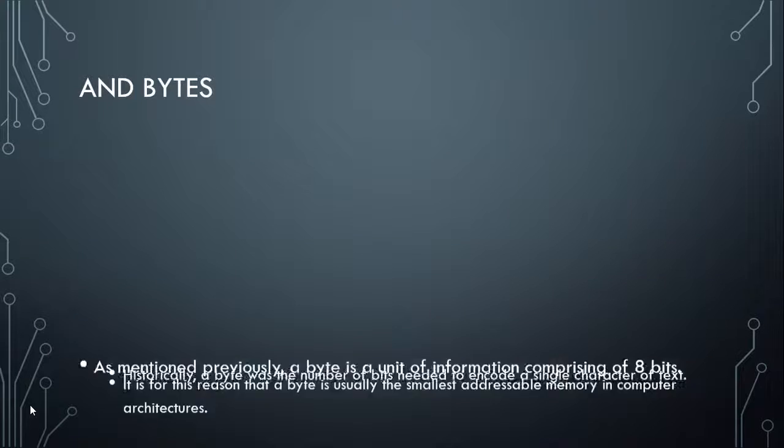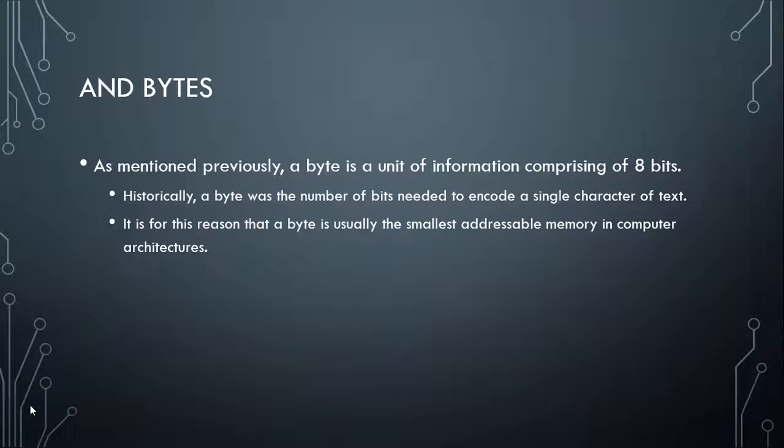All right, let's talk a little more about these bytes. As mentioned previously, a byte is composed of 8 bits. Historically, a byte was the number of bits needed to encode a single character of text. So going back to our keyboard, any of those keys that you see there was a single character. If I wanted to do the letter A, that would be represented with 1 byte, or 8 bits. And it is for this reason that a byte is usually the smallest addressable memory in computer architectures.